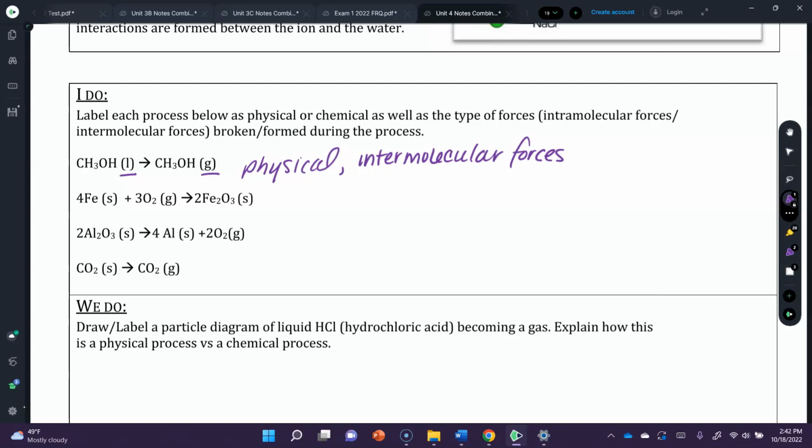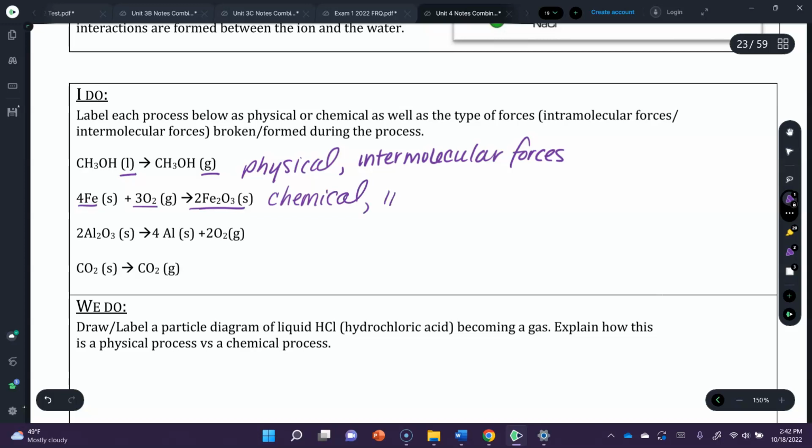Looking at the next one, we see two distinctly different reactants and one distinctly different product, right? So our atoms are being rearranged. So this is a chemical process. That means that we are manipulating and forming and breaking intramolecular forces. The bonds are changing.